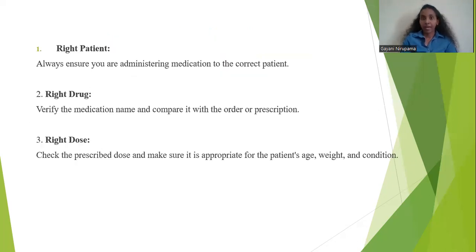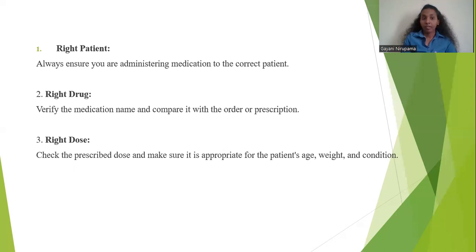First one, right patient. Always ensure you are administering medication to the correct patient. Use at least 2 patient identifiers such as their name and date of birth to confirm their identity. Remember, errors can happen, but we must do everything in our power to prevent them.